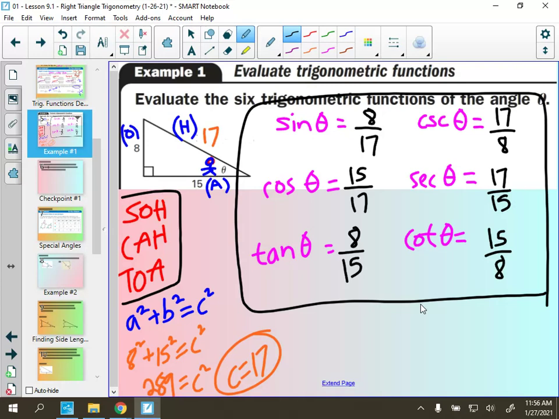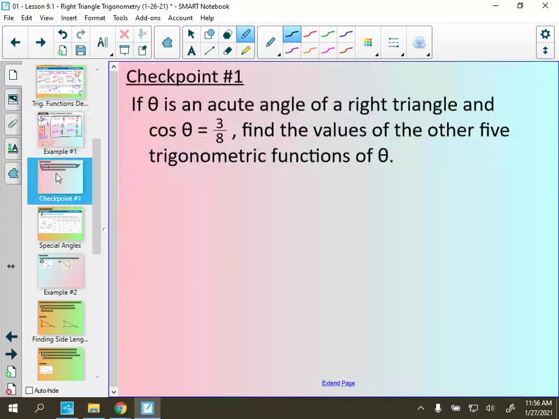All right, let's do the next one. I call it checkpoint 1. You could call it example 2. It is a different example. It's not the same question, and you can see there's no picture or anything like that. So let's take a look. Again, pause, get some of the information. I think the big thing is, theta is an acute angle in a right triangle. That's kind of how we defined it.